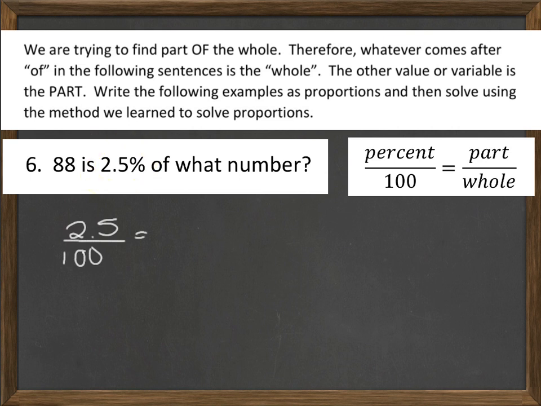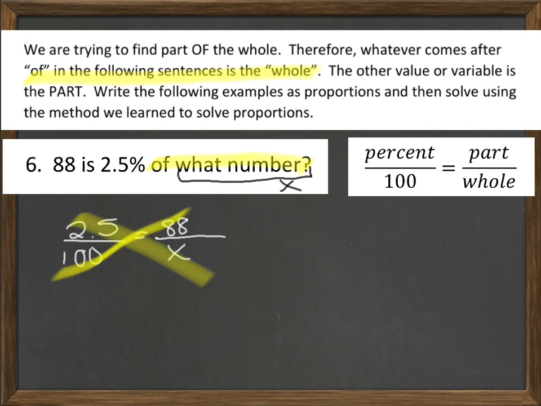Again, we look at what comes right after the word of. What's coming after the word of in this example is what number. So what number is just x, or whatever variable or symbol you like to use, it doesn't matter. You could even use a smiley face if you want to. So what number, that's your denominator. So what about your numerator? Your numerator, or your part, is 88. So we have 2.5 divided by 100 is equal to 88 divided by x.